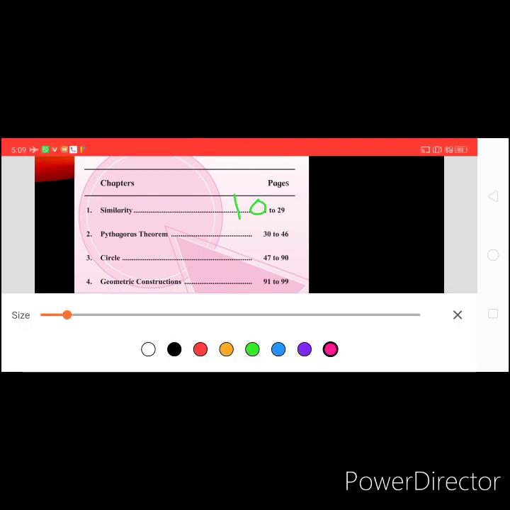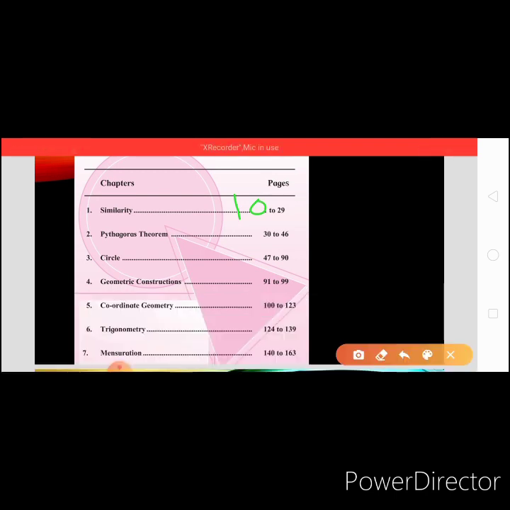Now chapter number second is Pythagoras theorem, and this Pythagoras theorem has 7 marks in 10th standard. These marks are with option, friends. Now chapter number third is circle, and this circle is of 12 marks. It means that chapter's questions have high weightage in your 10th standard.